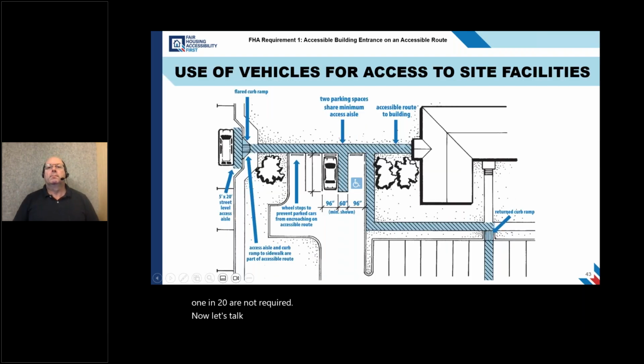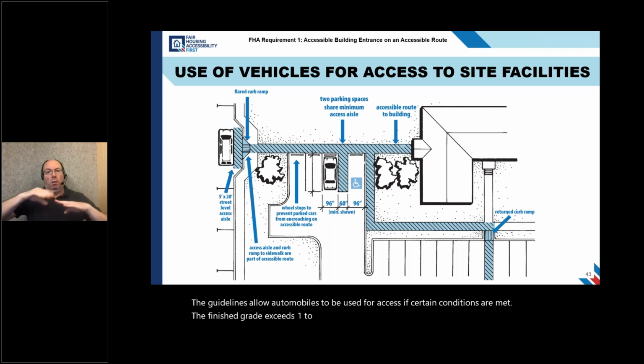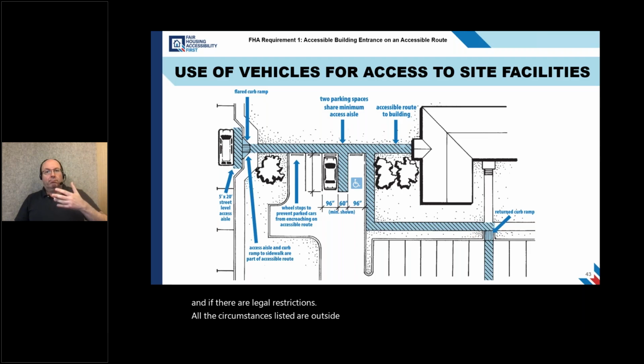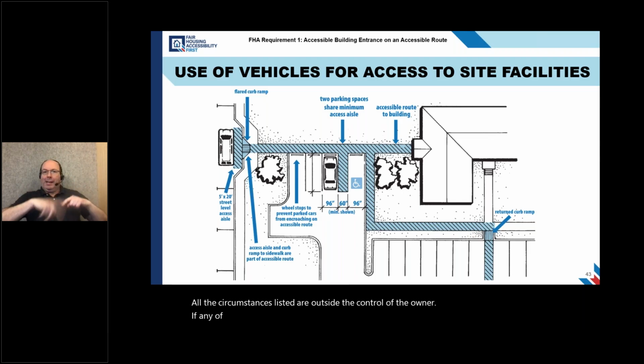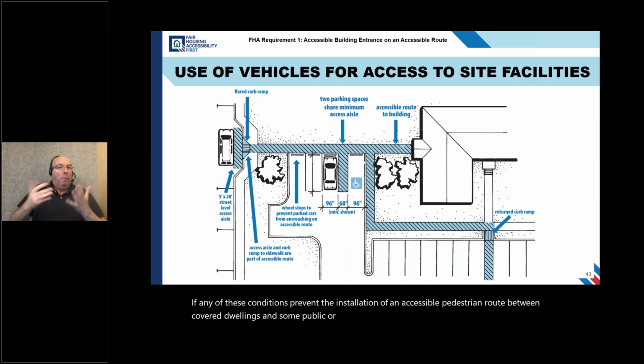Now let's talk about the use of vehicles for access to site facilities. The guidelines allow automobiles to be used for access if certain conditions are met: the finished grade exceeds 1 to 12, other physical barriers exist, natural or man-made, or there are legal restrictions. All the circumstances listed are outside the control of the owner. If any of these conditions prevent the installation of an accessible pedestrian route between covered dwellings and some public or common use site facilities, vehicular access may be permitted.